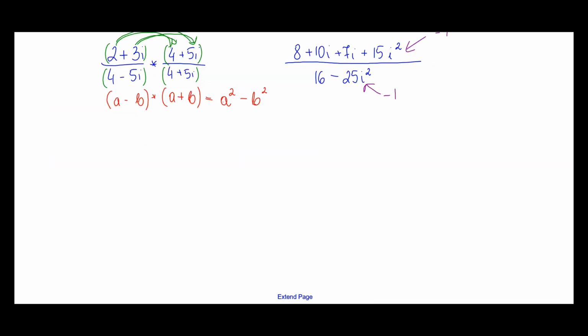Okay, so then in the next line, we have 8. We have 10 and 7 together, we have 17, the same as with algebra. And now instead of 15i squared, I have 15 multiplied by -1. On the bottom of the fraction, I have 16 minus 25, and again -1 instead of i to the power of 2. So now we put in the calculator 8 plus 15 multiplied by -1, and that will give me -7. And then I have plus 17.